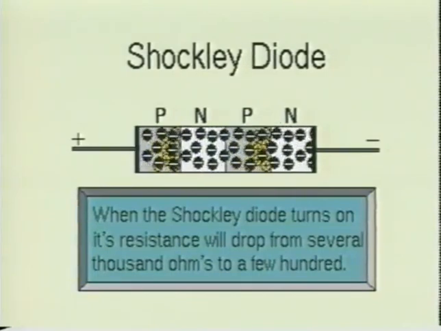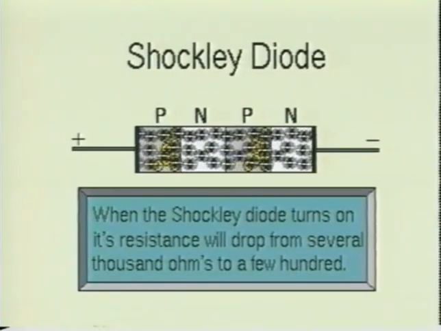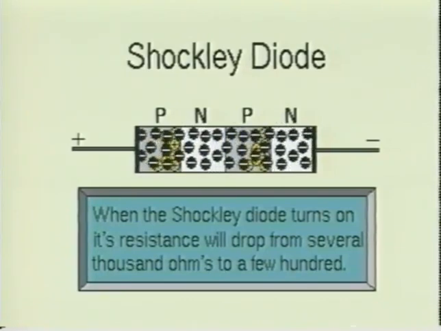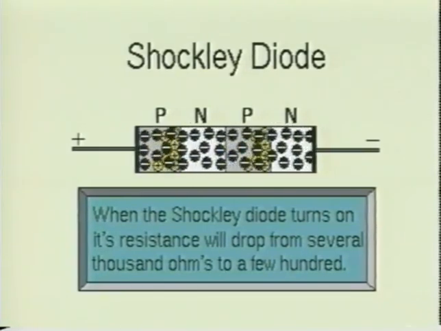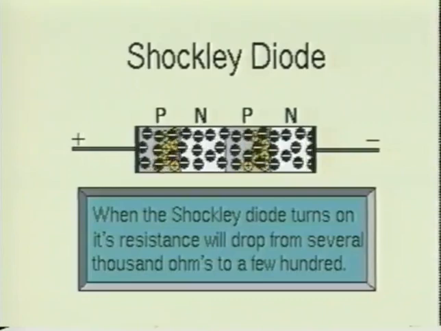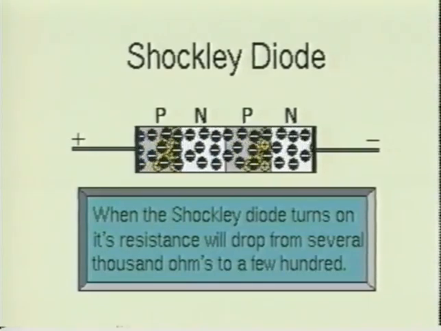Once the diode's forward bias voltage is increased to the reverse breakdown voltage of the second junction, the diode will turn on. When the diode turns on, its resistance will drop from several thousand ohms to a few hundred ohms.